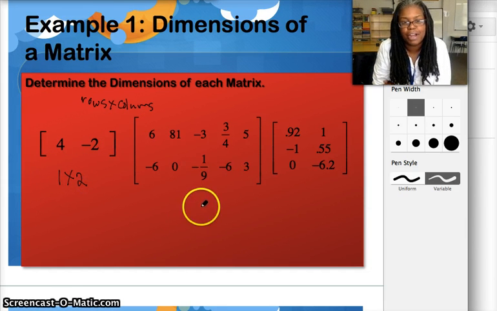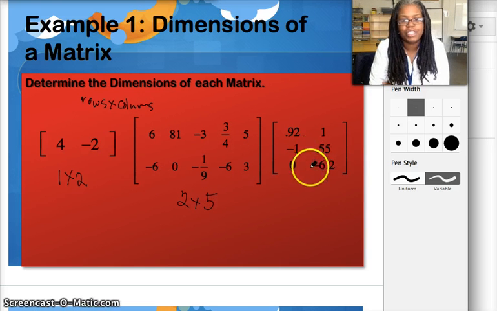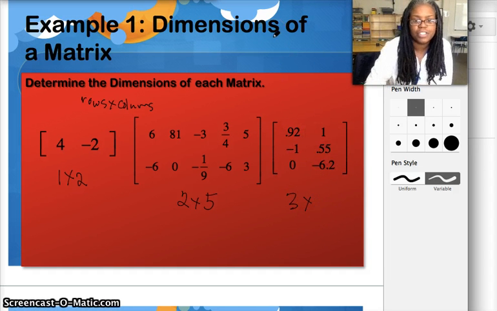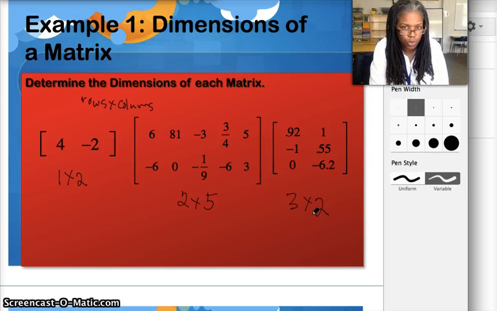What about this one over here? How many rows do we have? 1, 2. So it's a 2 by how many columns? 1, 2, 3, 4, 5. A 2 by 5 matrix. What about the dimensions here? Here we have 1, 2, 3 rows and we have 2 columns. So this is a 3 by 2 matrix. Pretty simple, right? Not too hard.